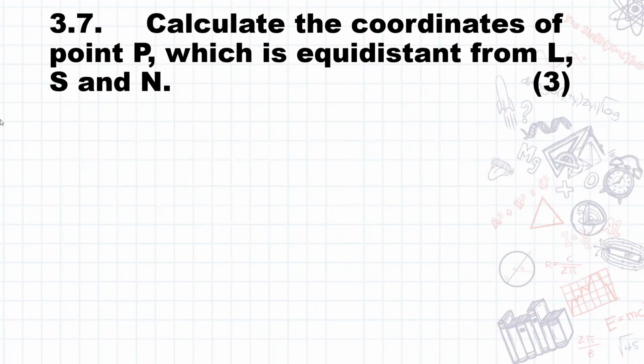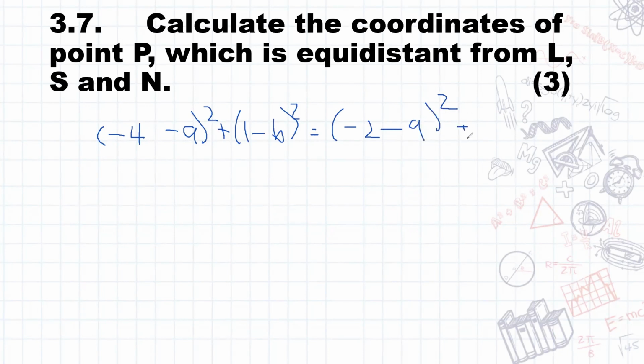For part 2, we're going to use the L part again, LP. So negative 4 minus a, squared, plus 1 minus b, squared, is equal to, and this time we'll use NP. So we'll have negative 2 minus a, squared, plus negative 3 minus b, squared. And on this side, we'll have exactly the same as we did before.